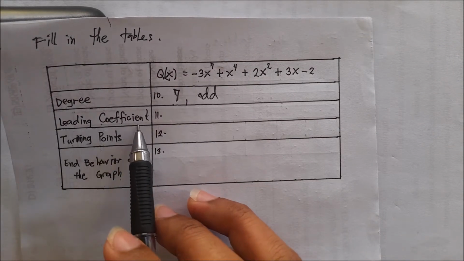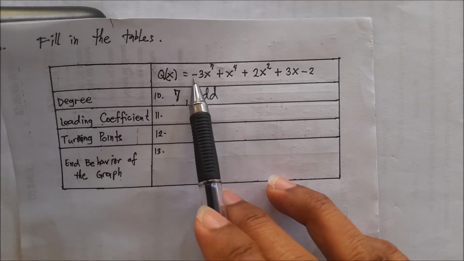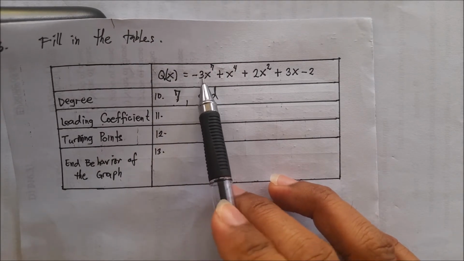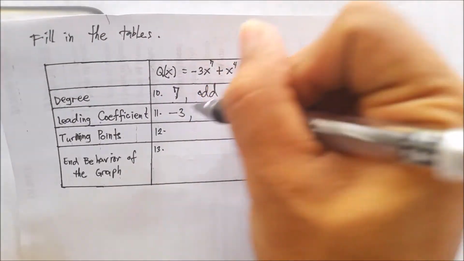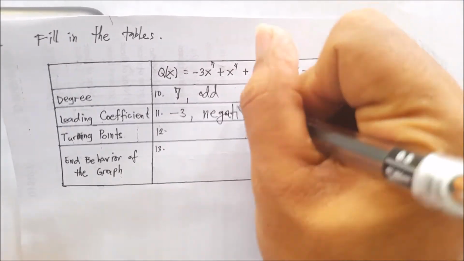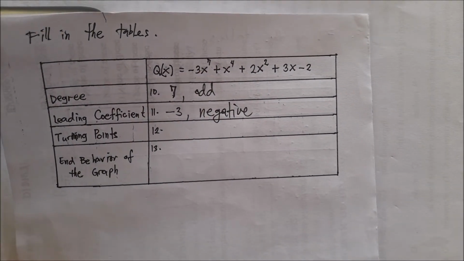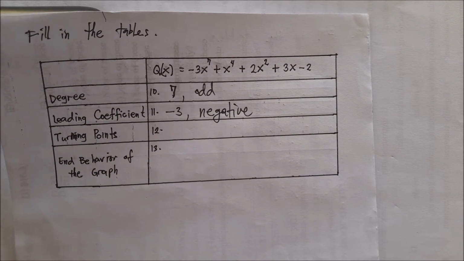How about the leading coefficient? What is the leading coefficient? The leading coefficient is 3, and it is negative 3. So write negative 3, and it is negative. The highest degree is always located in the first term, and the leading coefficient is located in the first term. You need to arrange the equation in descending order from the highest to the lowest so you can determine the degree and the leading coefficient.